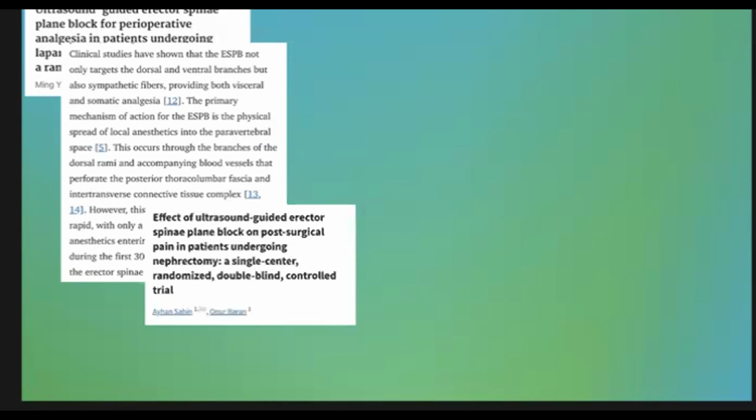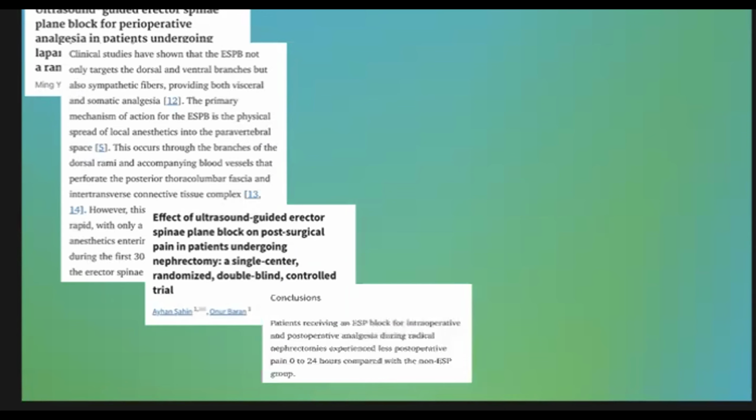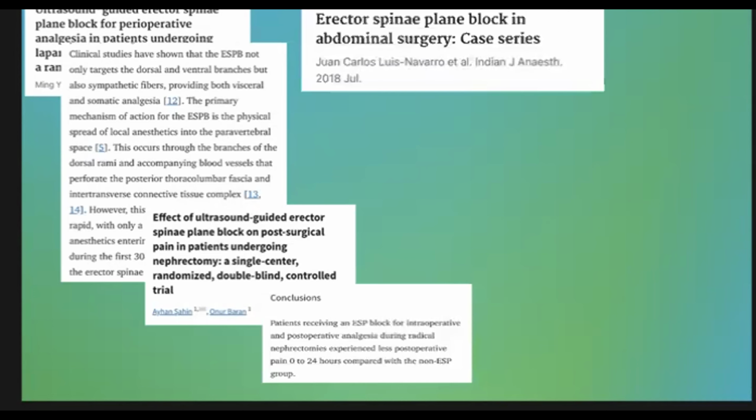The second study was conducted to check the effect of ultrasound guided erector spinae plane block in post-surgical patients undergoing nephrectomy. It concluded that the patients receiving erector spinae block for intraoperative and postoperative analgesia experienced less pain in the first 24 hours compared to the non-ESP group.